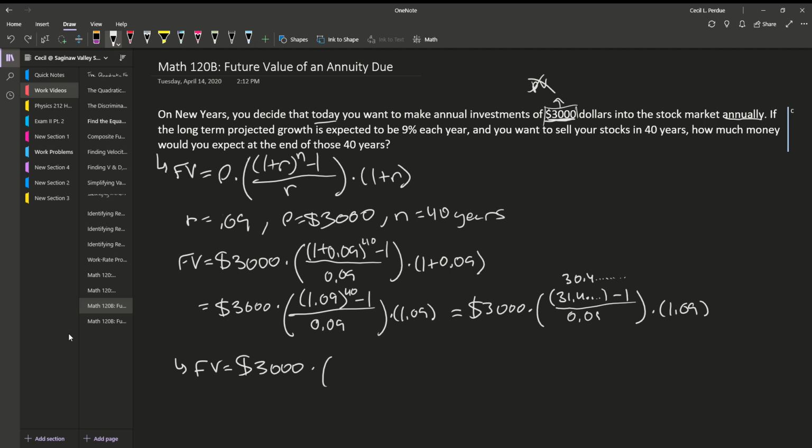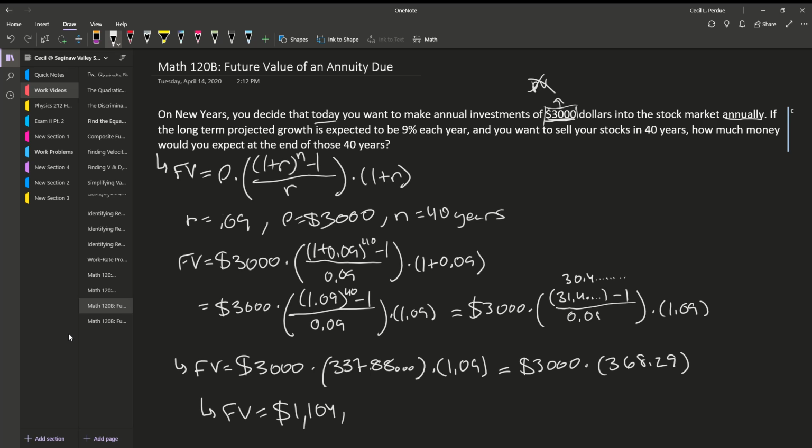3,000 times 337.88, and again there's a bunch of numbers after the 88, but I'm just not writing those, times 1.09, that's equal to 3,000 times 368.29. Our future value is going to be equal to $1,104,875.60.